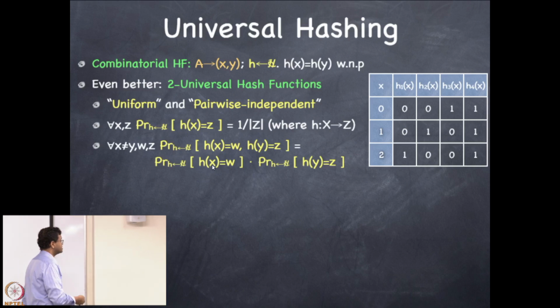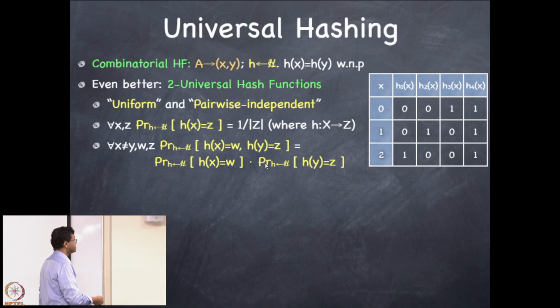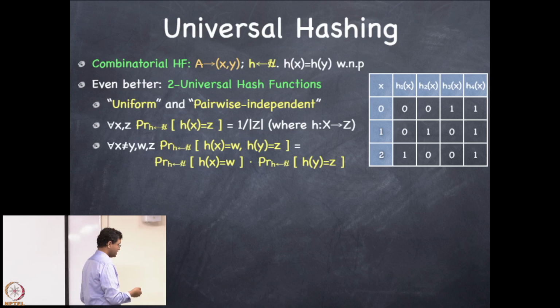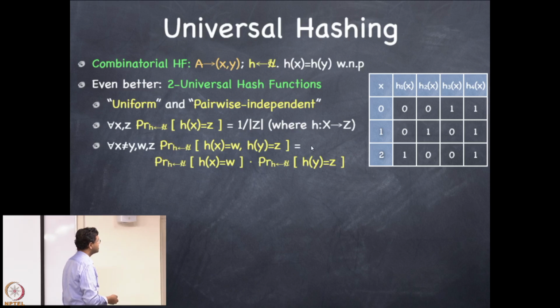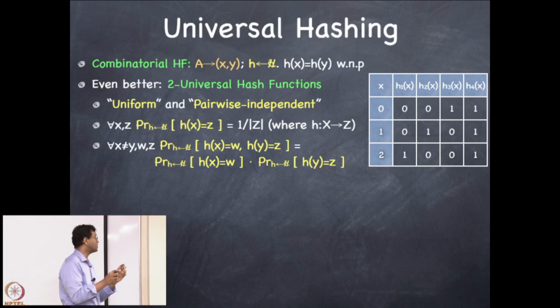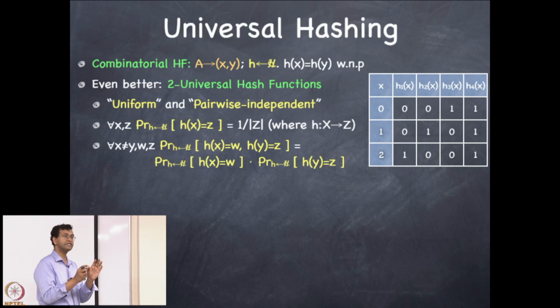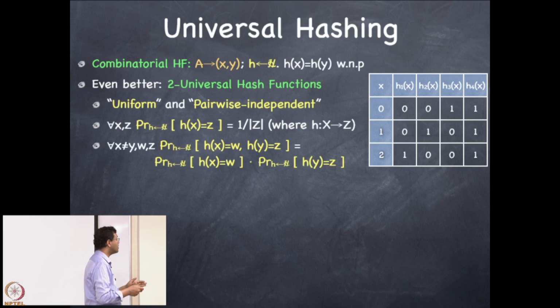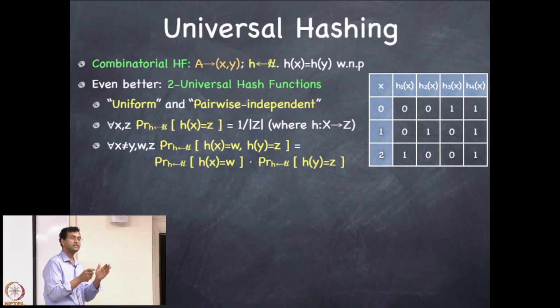Okay, or it will be equal to, there's the independence saying that these two events are independent. Their probability is the product of their probabilities, each of which is 1 by z, so it will be 1 by z square. Looking at this example, I take two inputs, x and y, say 1 and 2. What we are looking for is that the pair of values hx and hy, so h1 and h2, as a pair is uniformly distributed over all pairs of bits.